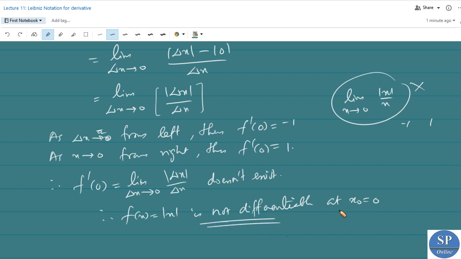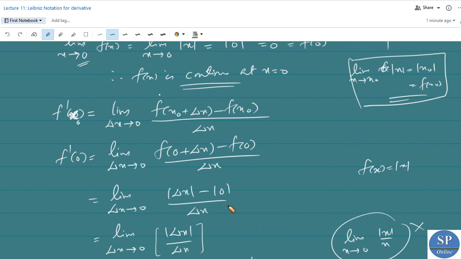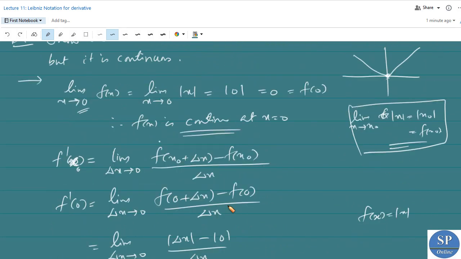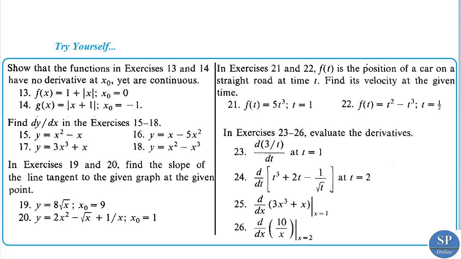So at the point 0, f is not differentiable. That is, mod x is not differentiable at 0, but it is continuous everywhere. So continuity does not imply differentiability. But the theorem says that differentiability implies continuity. These are some problems to do yourself.